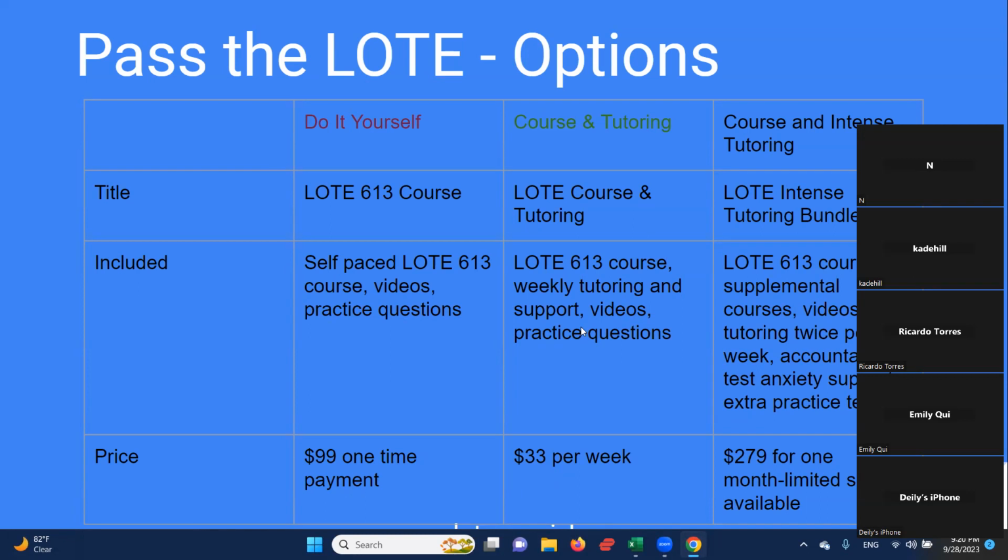So you can be ready in 4 weeks, and that's $33 per week. And you can cancel anytime. There's not a contract or anything like that. So that's great if you need a little bit of extra support and some accountability too.